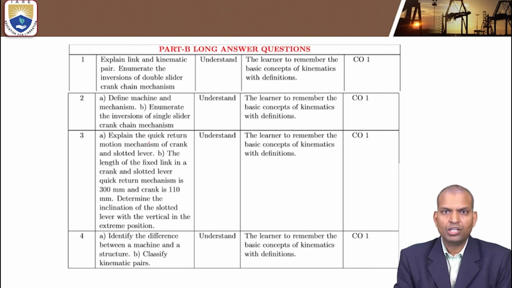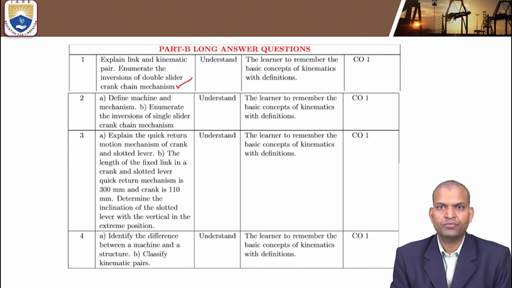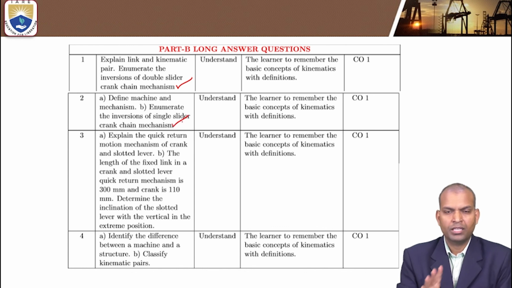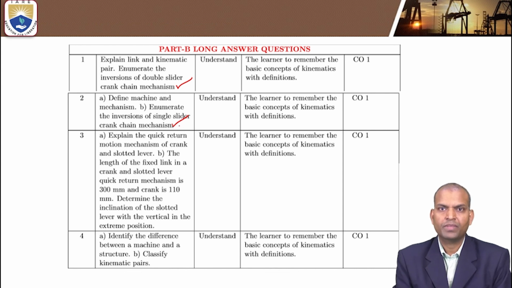Now coming to long answer questions. Explain the kinematic pair and inversions of the double slider crank chain mechanism. Already covered. Define machine and mechanism. Enumerate the inversions of single slider crank chain mechanisms. There are 4 inversions, and each inversion has 2 applications.